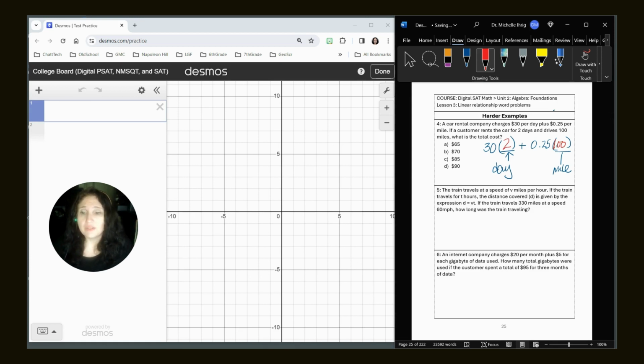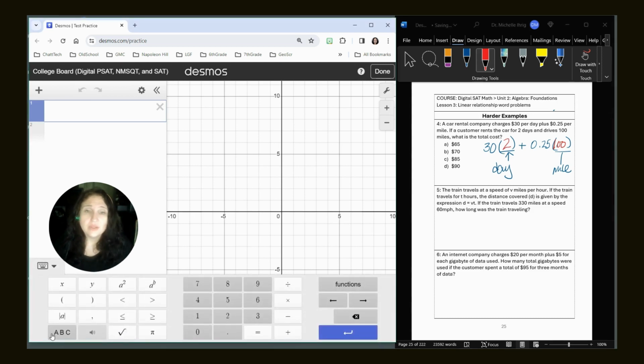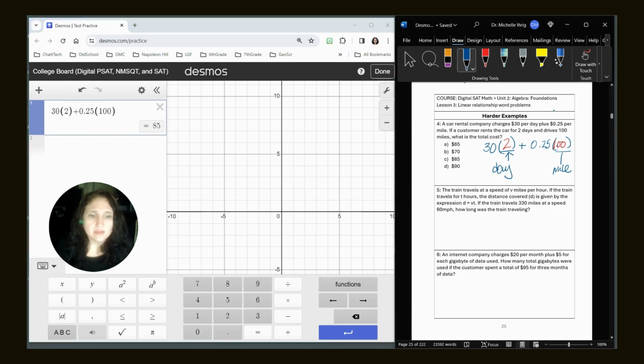So I'm going to go over to my Desmos calculator. You can use the keyboard on the bottom if you like to button click. I like to use my actual keyboard. So I'm just going to type 30 times 2 plus 0.25 for 25 cents and then 100 in multiplication or in parentheses, and that's my answer, $85. Not too bad for a rental car, 100 miles, 2 days.